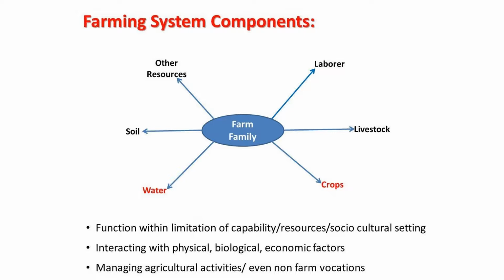The farming system has different components like labor, livestock, crop, water, soil and other related issues. It functions within the limitation of capability, resources or social cultural settings. It is interacting with physical, biological and economic factors, managing agricultural activities or even non-farm activities. All these systems come under farming system.